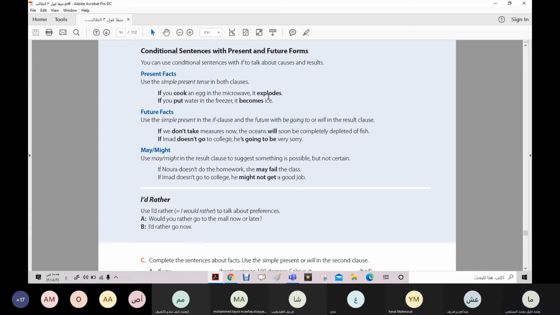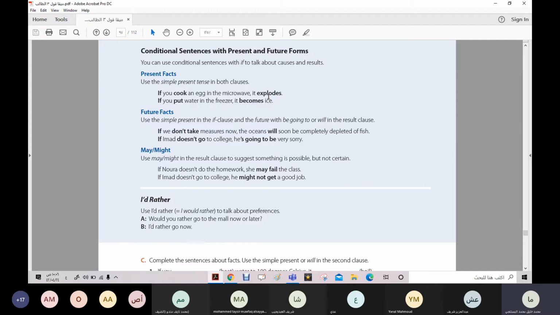We have another example. If you throw something in the air, for example, it falls. We will not say it will fall, because it is always true. It is a fact. Is it clear? Even with facts we use the present form in both clauses. مع الحقائق الشيء اللي أكيد راح يصير نستخدم simple present in the second clause.